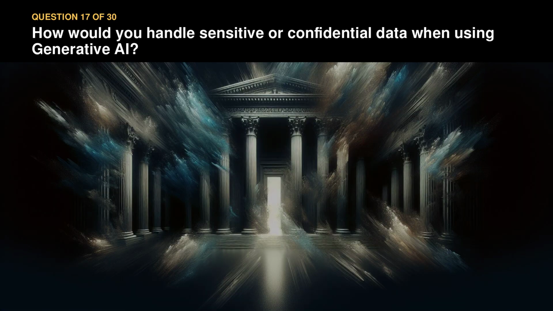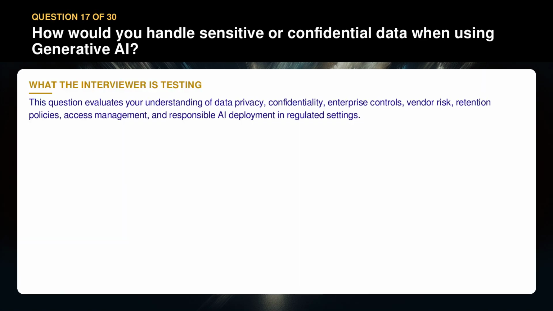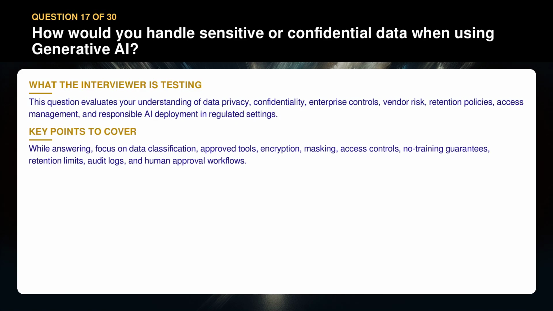Question 17. How would you handle sensitive or confidential data when using generative AI? This question evaluates your understanding of data privacy, confidentiality, enterprise controls, vendor risk, retention policies, access management, and responsible AI deployment in regulated settings. While answering, focus on data classification, approved tools, encryption, masking, access controls, no training guarantees, retention limits, audit logs, and human approval workflows.